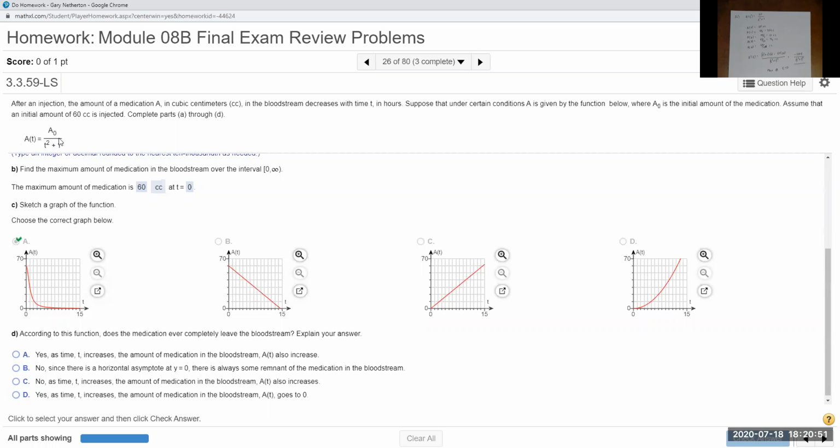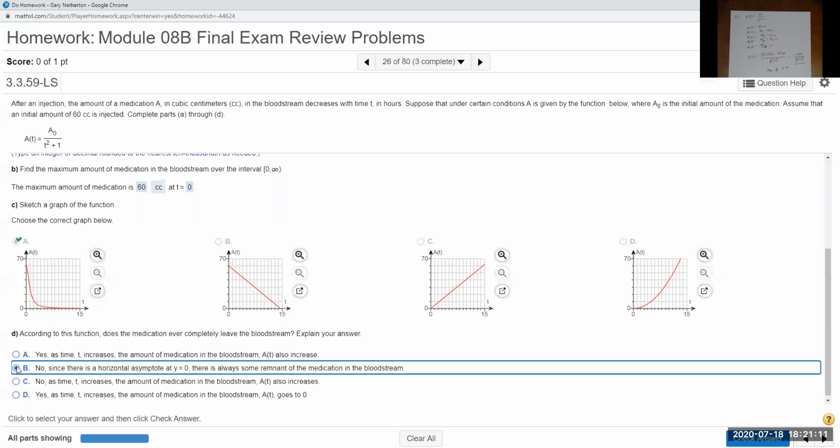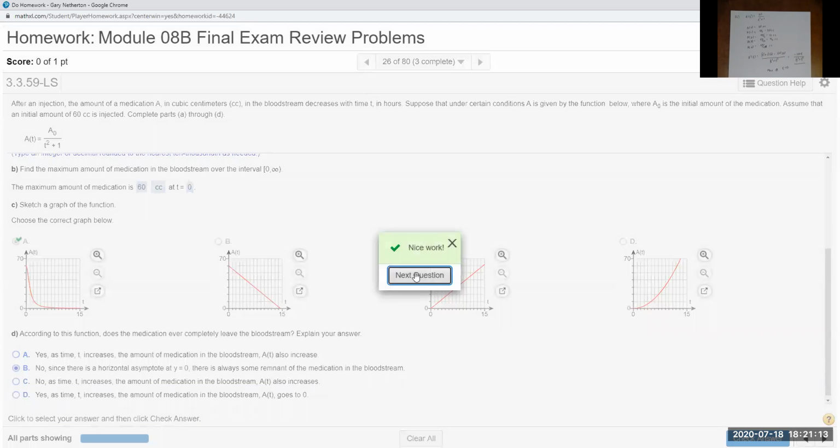Of course, this is a model. A model tries to imitate what happens in real life. I wonder if in reality your body actually gets rid of it all. But the model says it doesn't quite. So there is always some medication in the body. That's an interesting question, sort of.